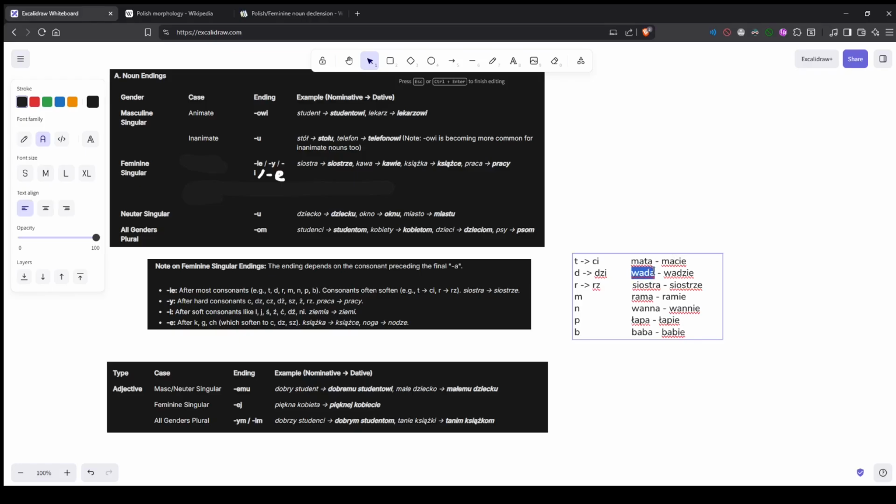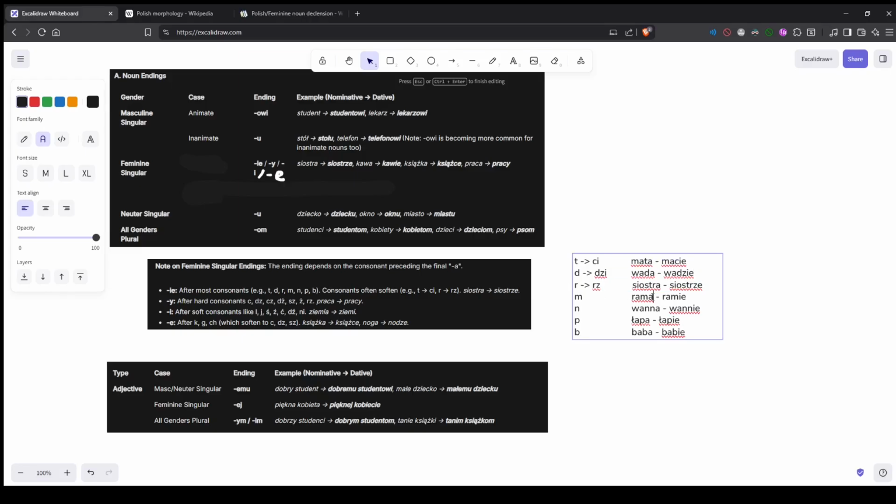And for example, vada is transformed into vadzie. So d into dz, t into chi. And the last one is r into z, which usually sounds like sh because of some other stuff that I explained really far back with the devoicing. So siostra, siostrze. Okay? So these are the only changes that can happen.